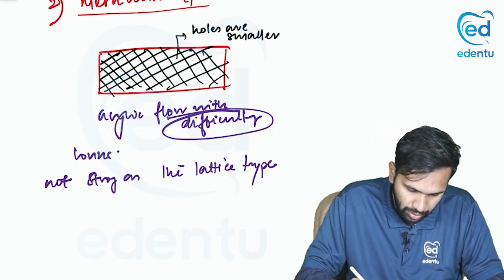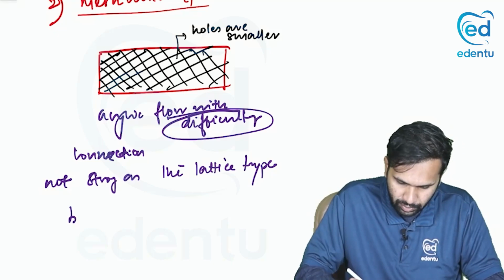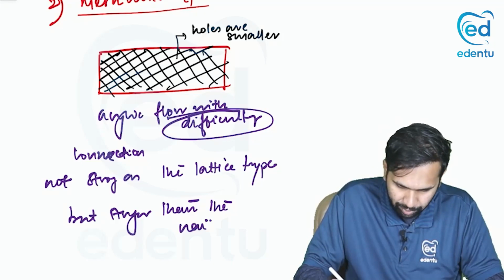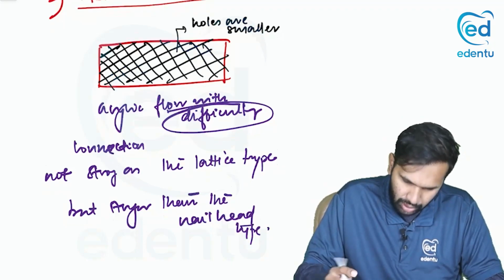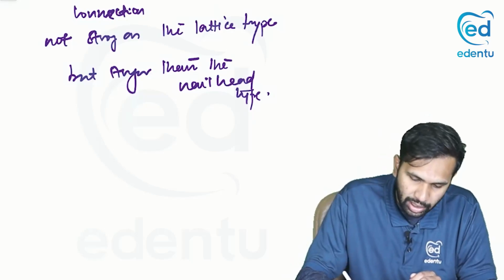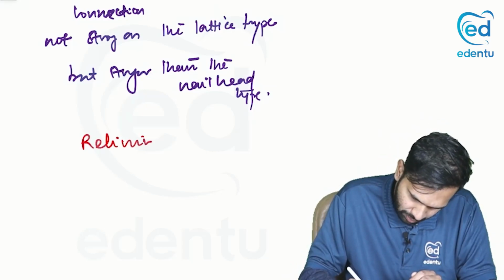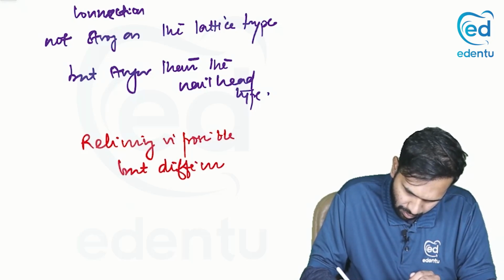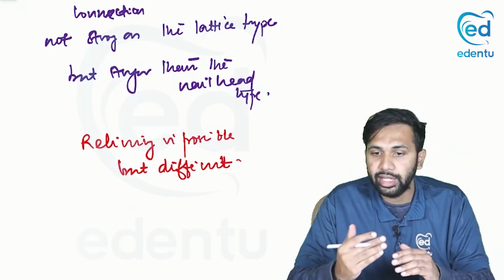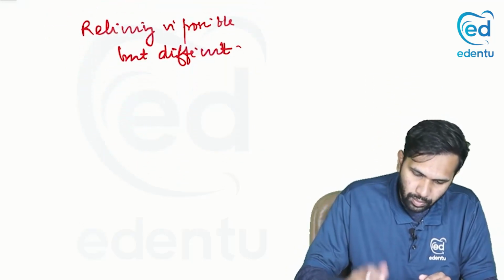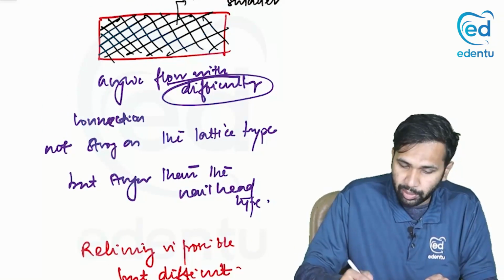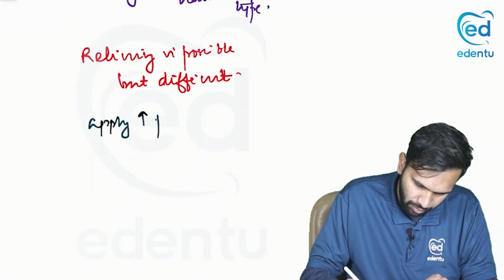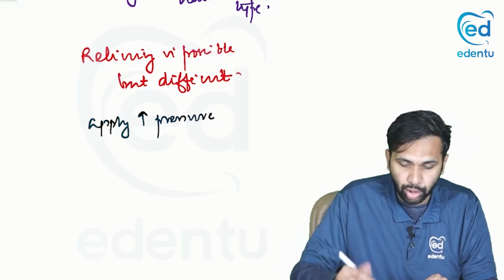That connection is weaker than the lattice type, but stronger than the third type, the nail bed type. The connection of the metal and the acrylic. And here also, relining is possible, but difficult, because the holes are very small. Now, the last point is, since the holes are very small, during acrylization, you have to apply more pressure. Only then will the acrylic easily flow through it.